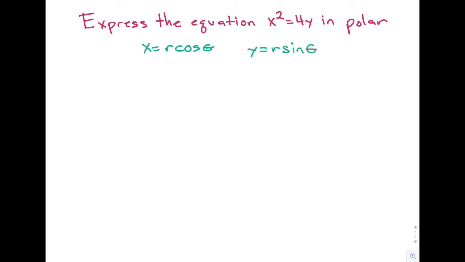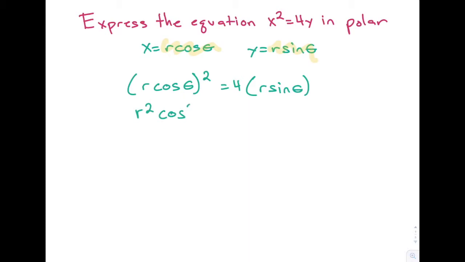To convert from rectangular to polar, we simply take this equation and pop that into the equation in rectangular. So we'll have r cosine theta squared equals 4r sine theta. So we have r squared cosine squared theta equals 4r sine theta. One of the r's cancel. We divide over by cosine squared, so we have r equals 4 sine theta over cosine squared theta.